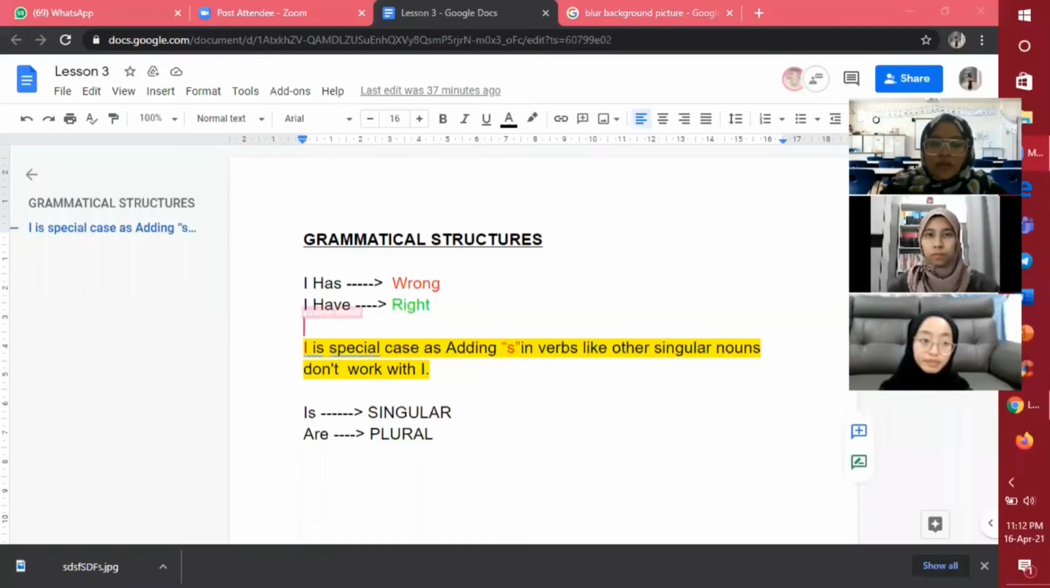So shall we look at my notes? Wait, okay, teacher. I will share my screen. Okay, can you see my screen now? Yes, teacher, we can.